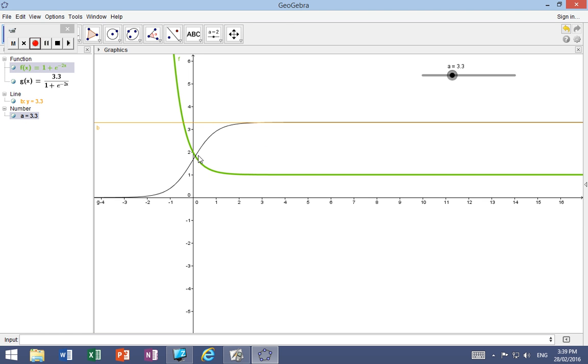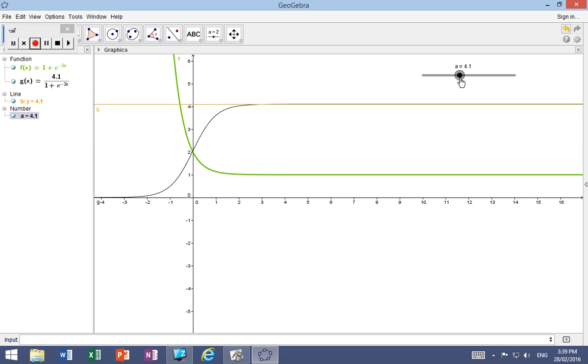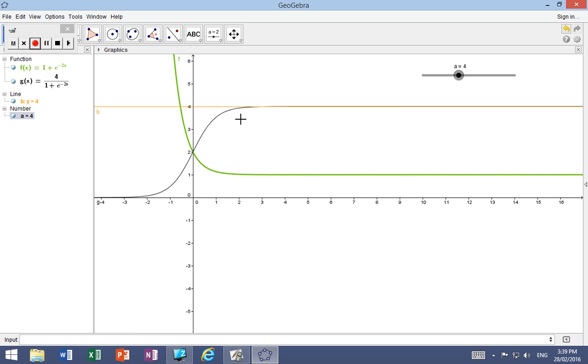But our maximum derivative is this point in here. That's where our derivative is going to be at its biggest. So let's put a at 4. A on 2 is 2. There's our y function. There's the largest value of the derivative is 2 at that point.